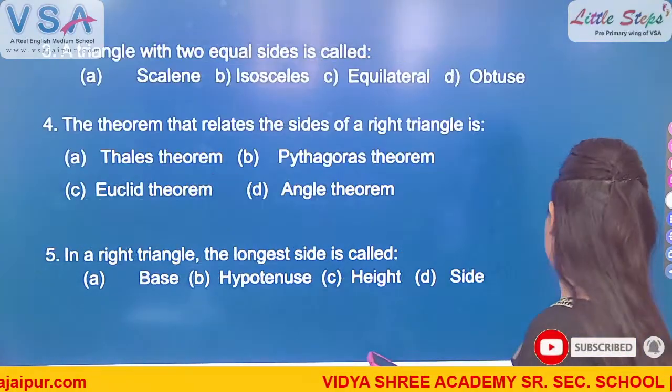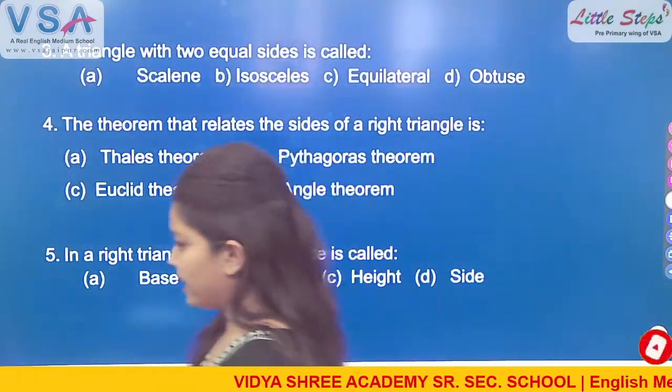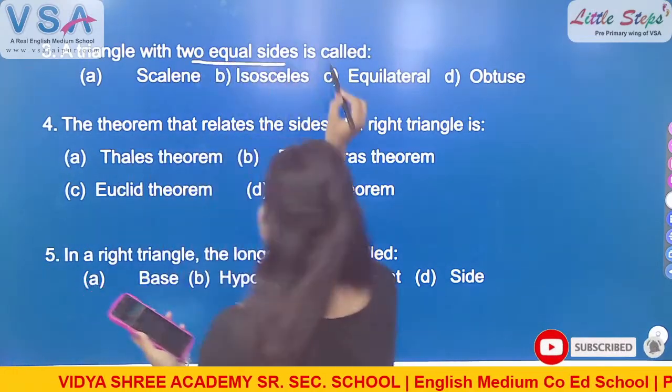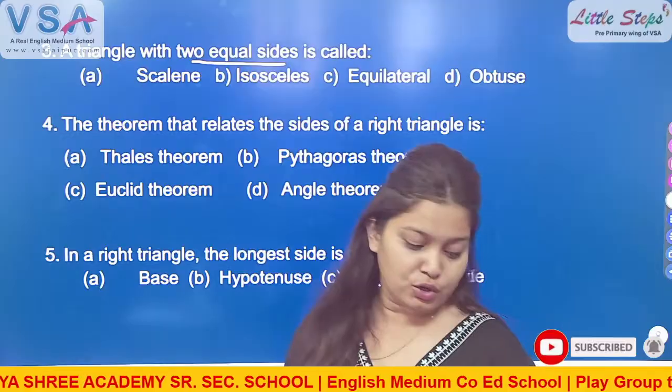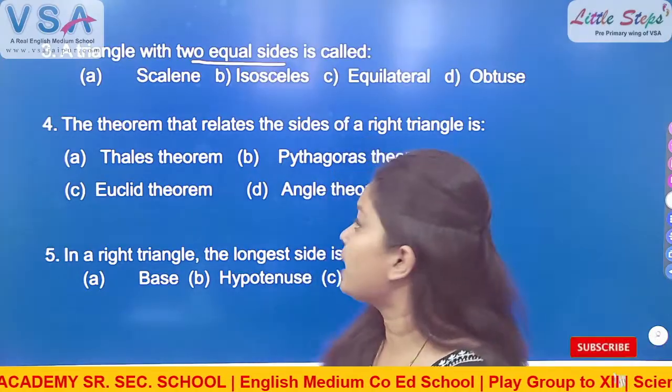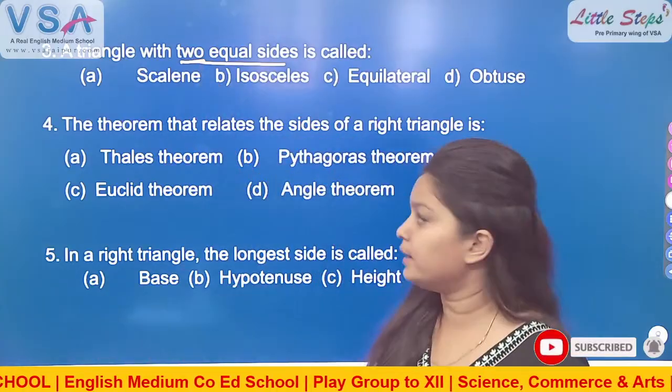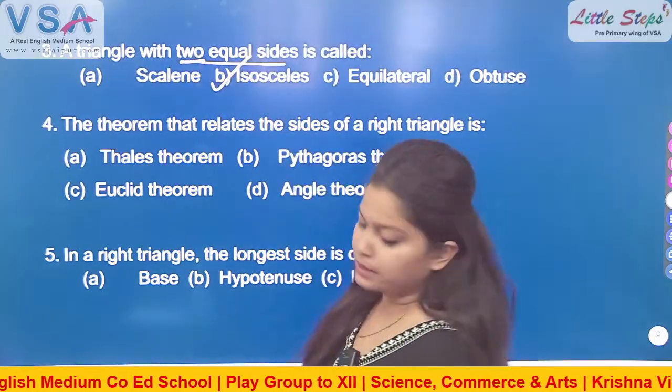Moving on to the next question. A triangle with two equal sides. In the question we just did, all sides of the triangle were equal, and in this only two sides are equal. That triangle is known as an isosceles triangle.